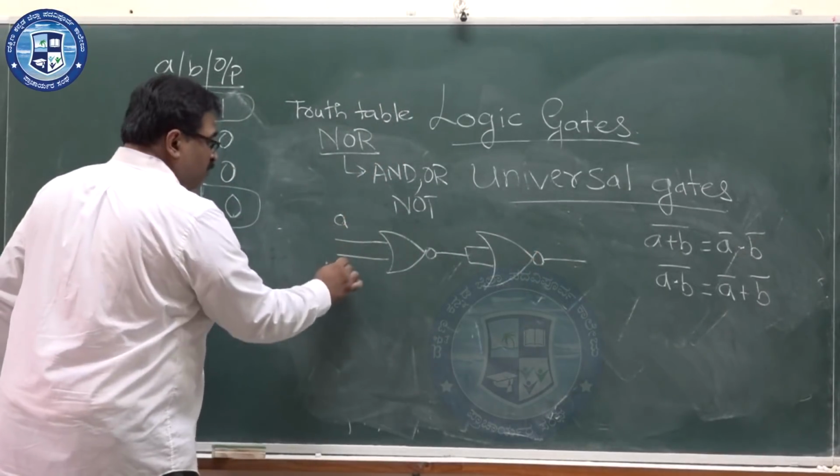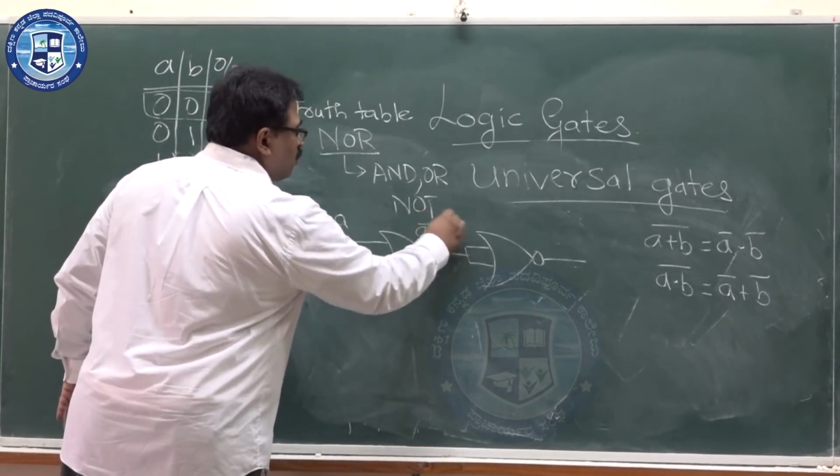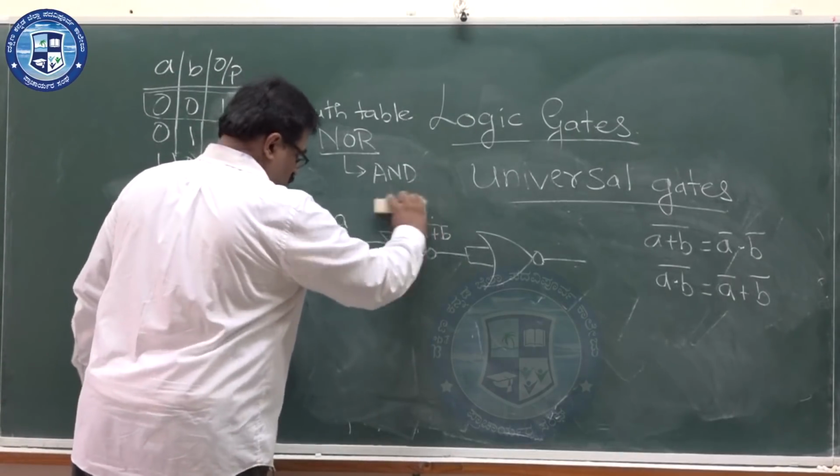So this is A, B. So what will be the output of this? A plus B the whole bar.